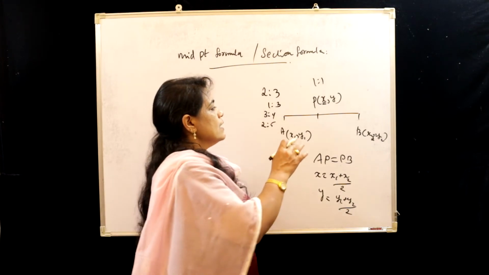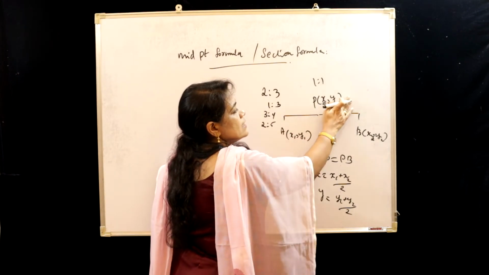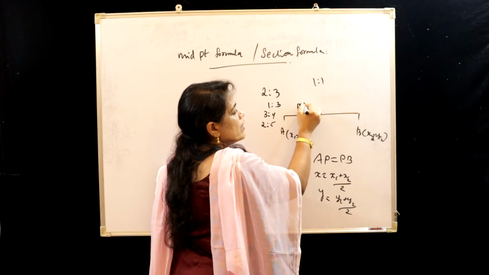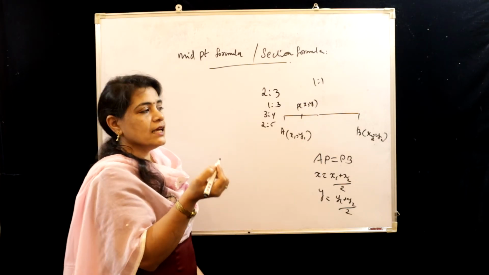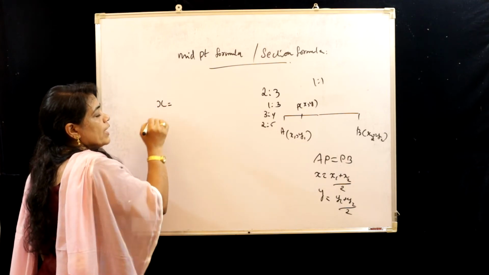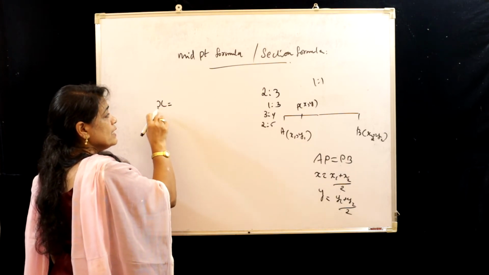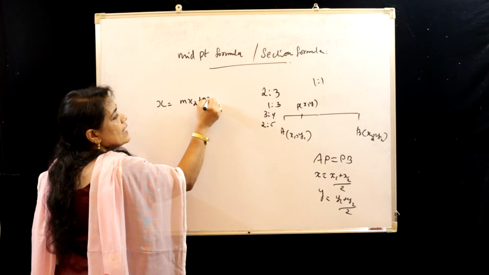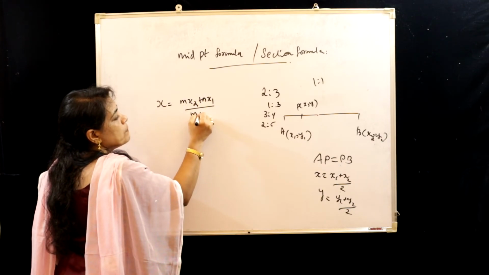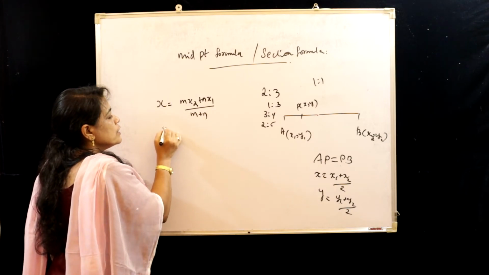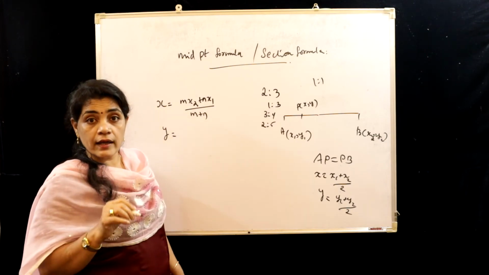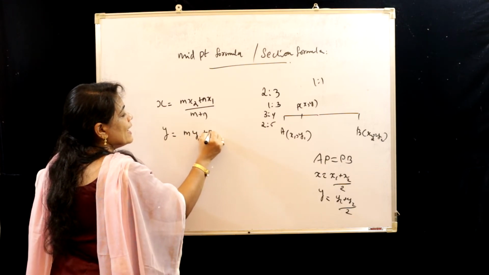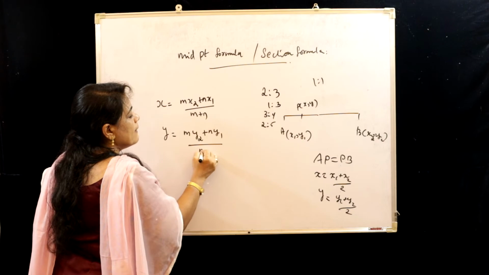If the point P is not the midpoint, say it lies somewhere here, P of x comma y, then the x coordinate of P is (mx2 + nx1) divided by (m + n). And to get the y coordinate, we have (my2 + ny1) divided by (m + n).